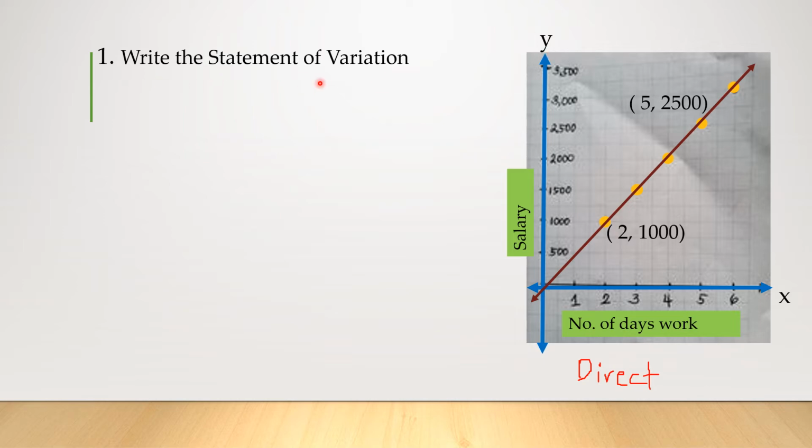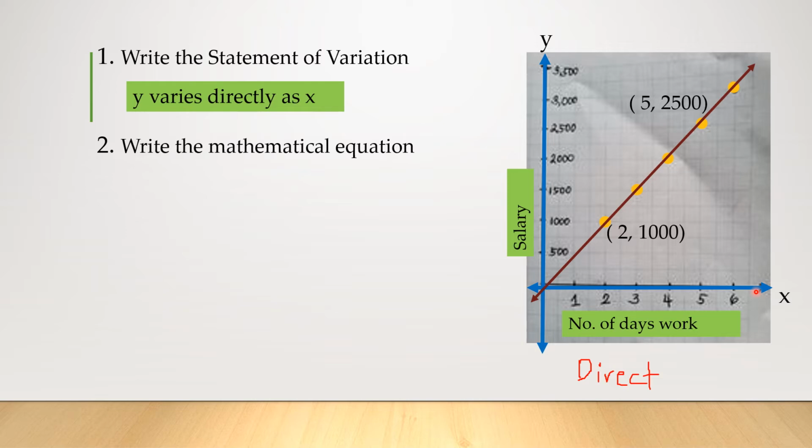So we are going to write the statement of variation. The dependent variable here is y. The salary will depend on the number of days worked, of course. So y varies directly as x, and that is the statement of variation. Y varies directly as x. Next, write the mathematical equation, so that is y is equal to k times x.